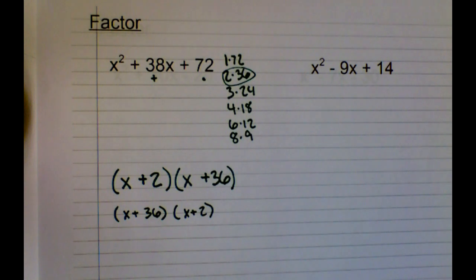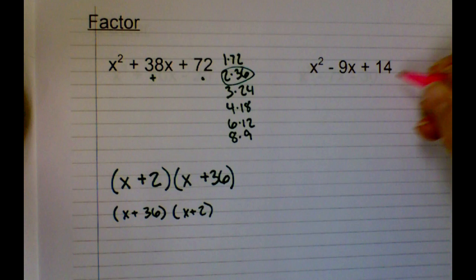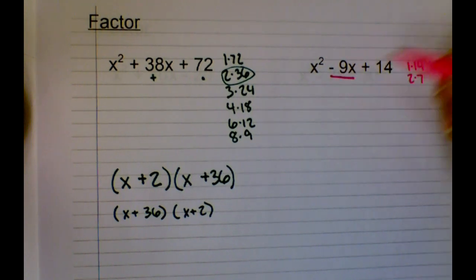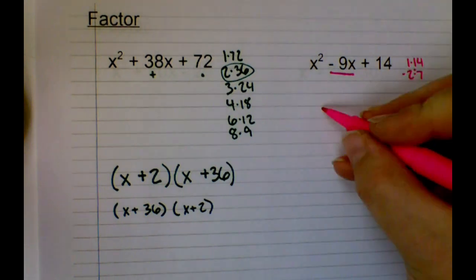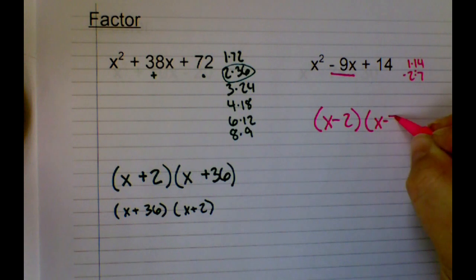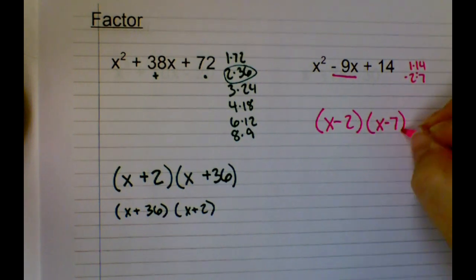So for our second one, x squared minus 9x plus 14, we need two numbers that multiply to 14. Well, my options are 1 times 14 or 2 times 7. Those are my only options. Well, what adds to make negative 9? Well, 2 and 7 make 9. If I make them both negatives, they multiply to a positive and add to a negative. So I have x minus 2 times x minus 7. Ooh, close my parentheses.